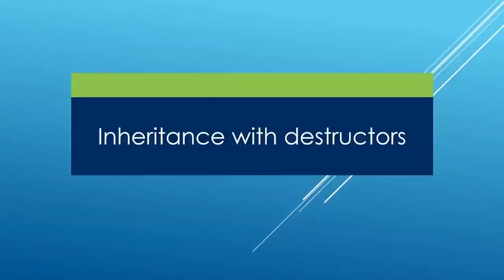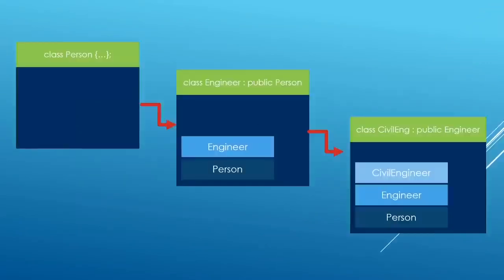In this lecture, we're going to focus on how destructors work with inheritance. Suppose we have an inheritance hierarchy like we have been using all along in this chapter. Our base class is person. We have the engineer class, which is publicly inheriting from person. And we have a civil engineer class, which is inheriting from engineer publicly.